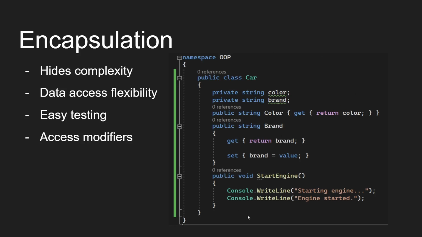Also, when we have some kind of logic grouped, it's much easier to test it out. Encapsulation is usually achieved in C# specifically by using access modifiers such as private, protected, and so on.